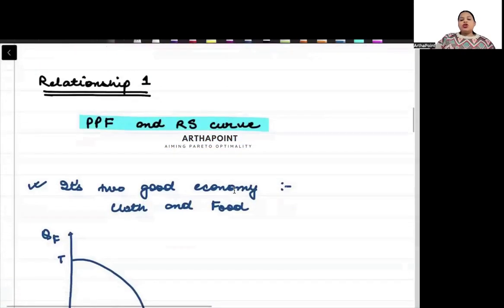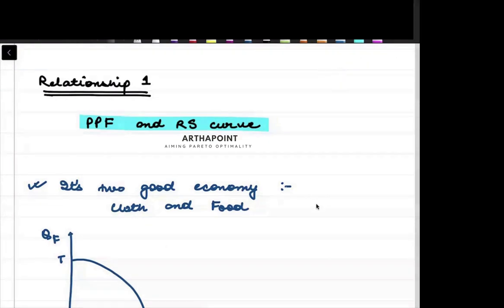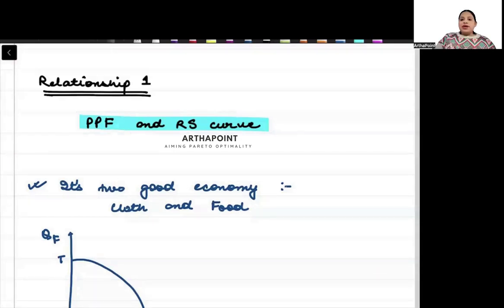The first relationship is how much cloth or food we will supply, the relative supply of cloth and food, which depends on what we are generating with respect to your PPF, production possibility frontier. I hope that this relationship is absolutely clear to you. Okay, now let us go ahead and move on to the second relationship.